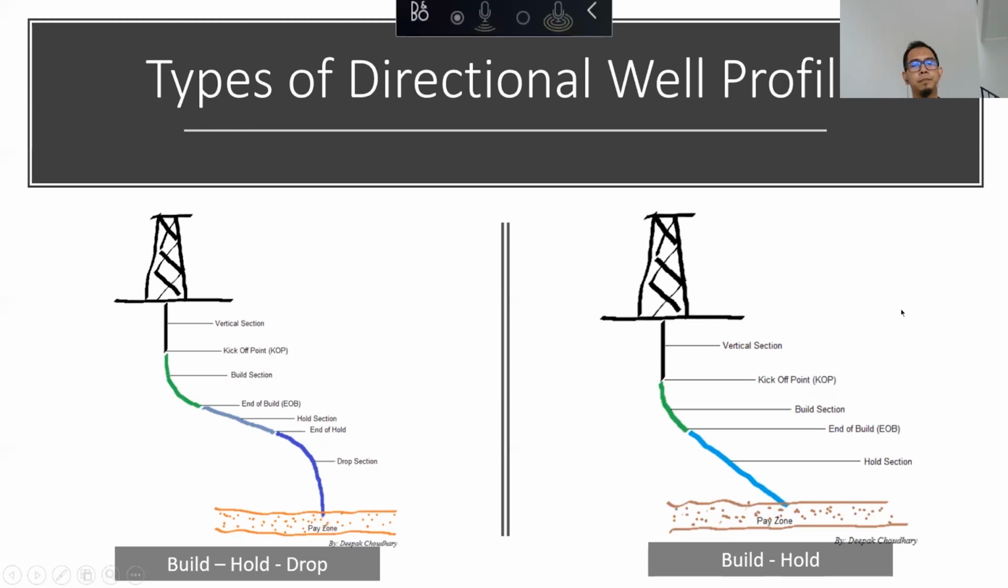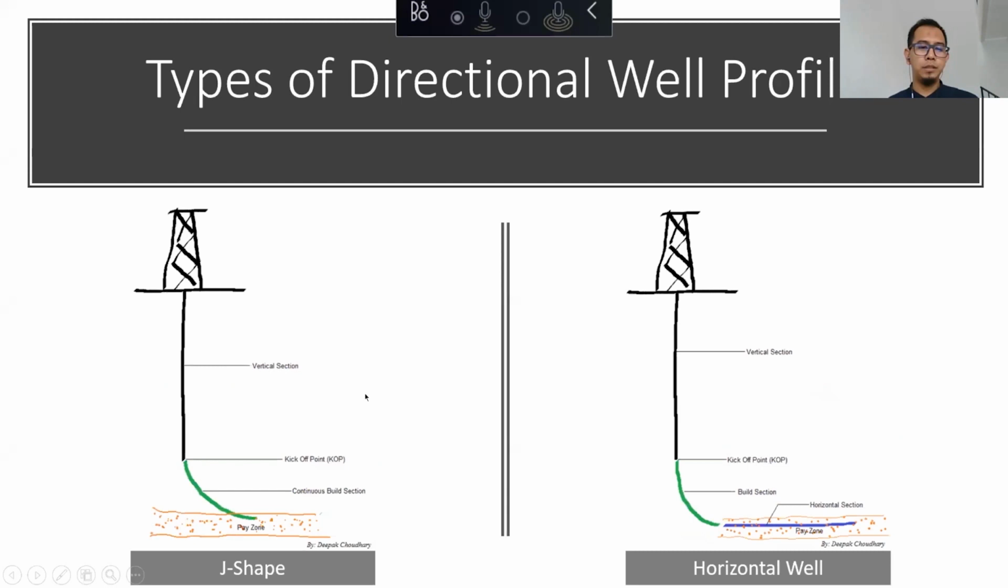The third is the J shape. J shape is, as per the term, a J type of well. So vertical, and then you build, and then finish the well at that point. However, if you drill further horizontally toward the lateral section, then you will end up making a horizontal well, sometimes called an extended reach well. So these are the four types of directional wells. With the vertical, the total is 5. So one vertical and 4 types of directional wells.